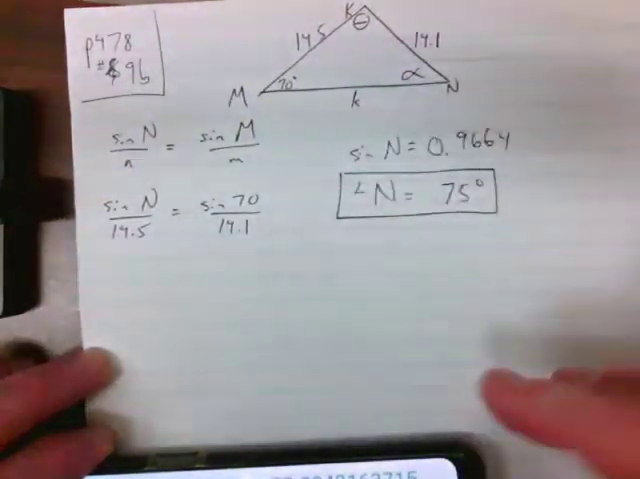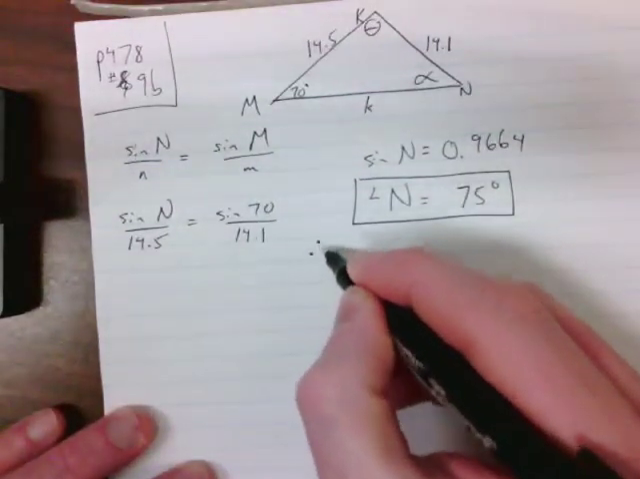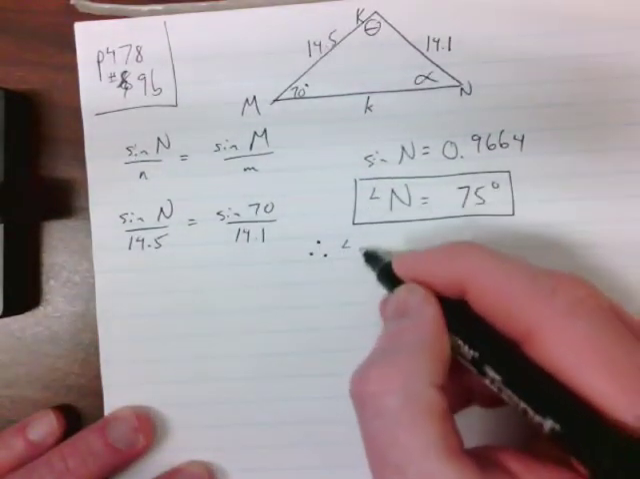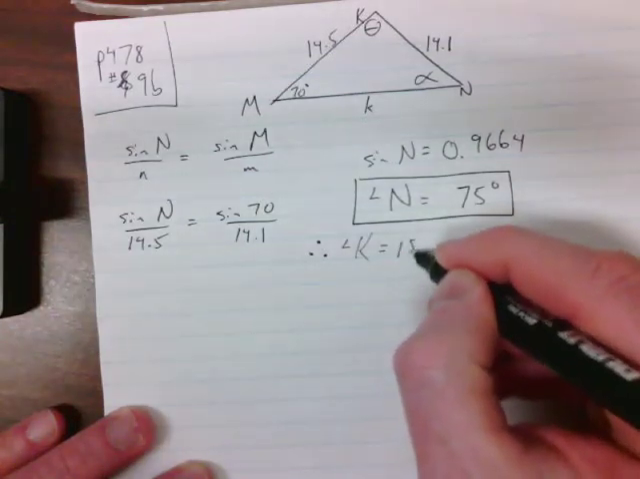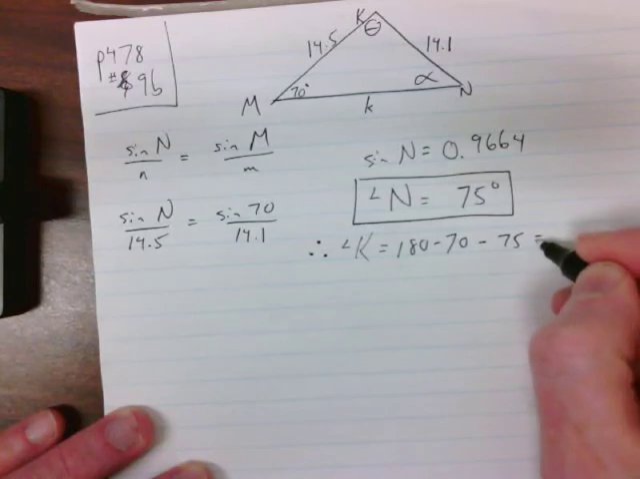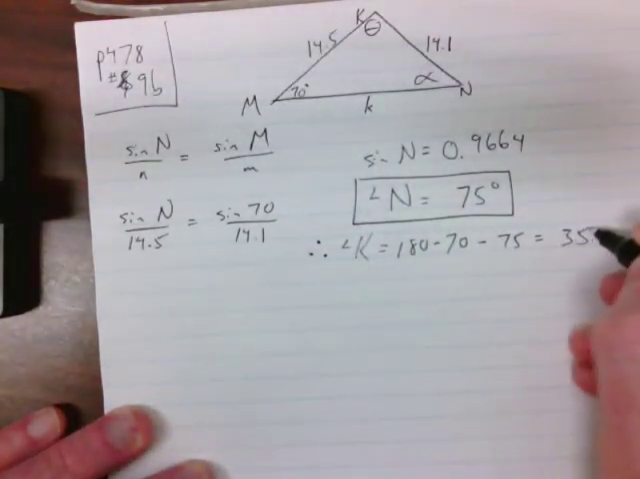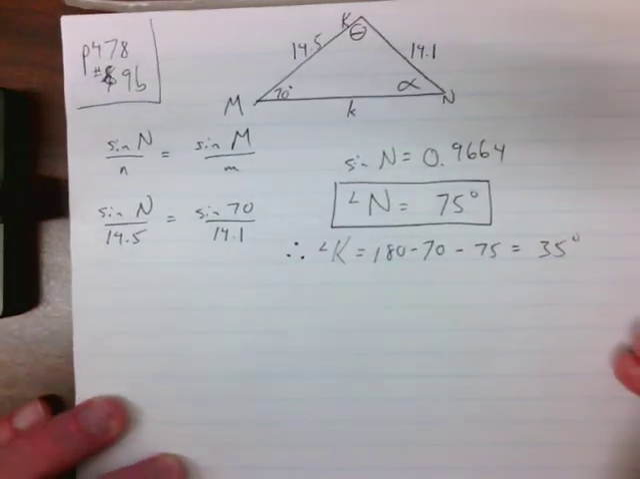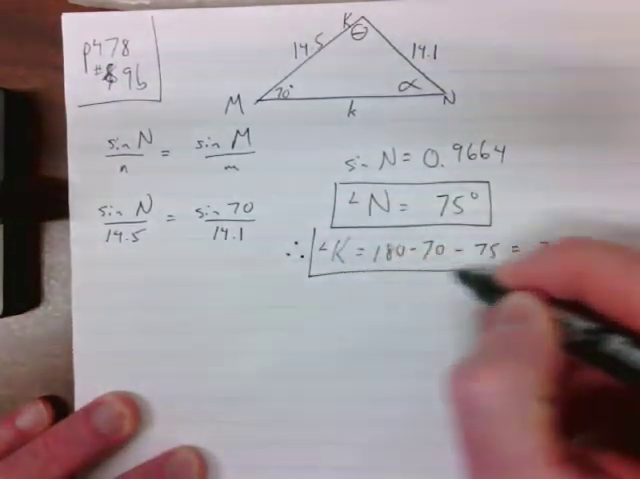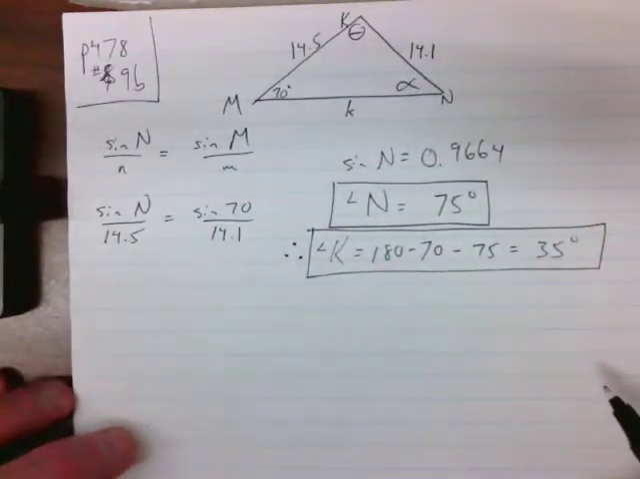It says solve the triangle. That means everything that's unknown. So if that's the case, then angle K equals 180 minus 70, that's 110, minus 75. 110 minus 75 equals 35 degrees. Okay, so that's another one done. Now all we need is side K.